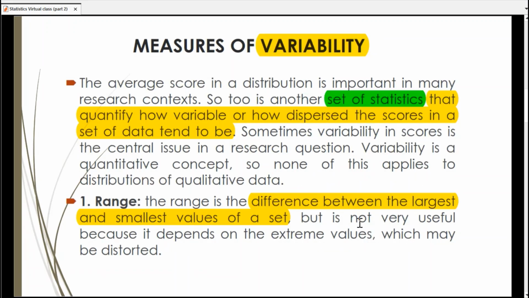Look, it's not very useful because it depends on the extreme values, which may be distorted. Now, this is an interesting word. In this context, distort is something that twists or affects a natural, normal, or original condition. That means it wouldn't give us a real picture of the situation.